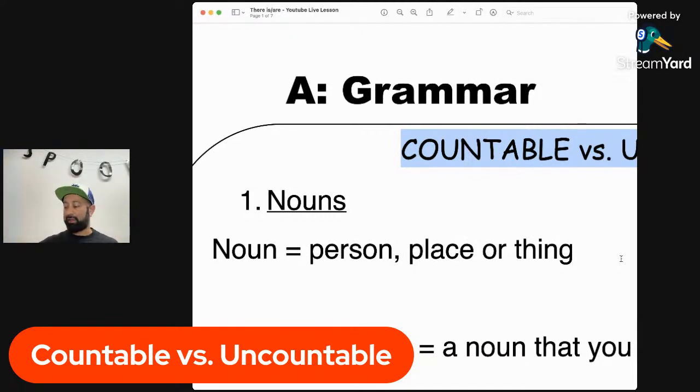So let's just look here. I've got a notebook. This is a thing. A person, him, a pilot, a police officer. Those are all nouns. A place, I'm in Tokyo, that's a noun. My home, that's a noun. A person, place, or thing.